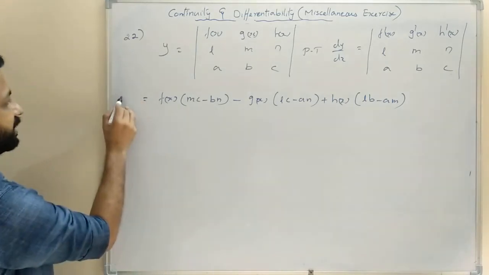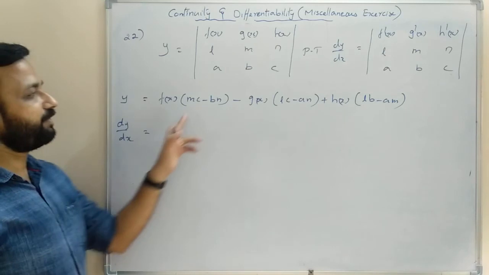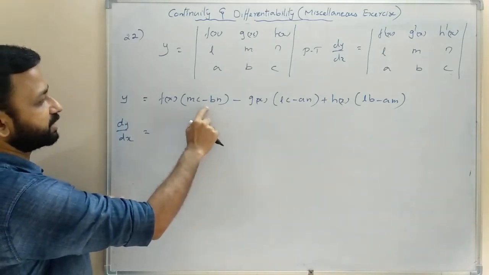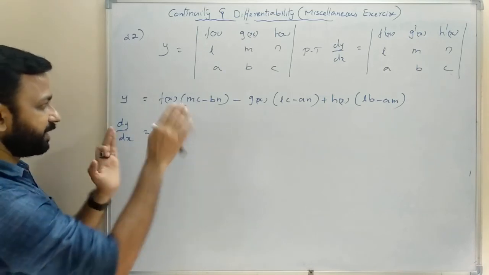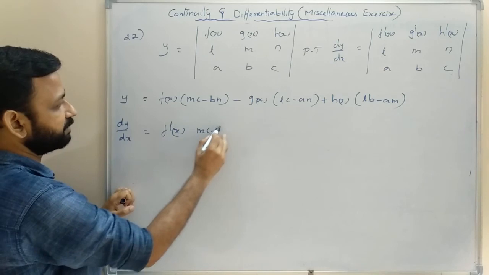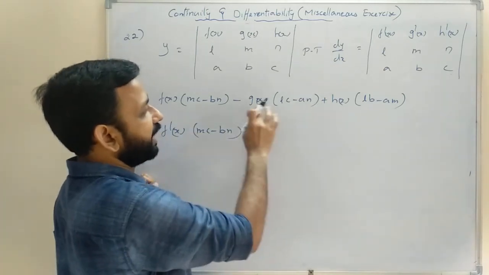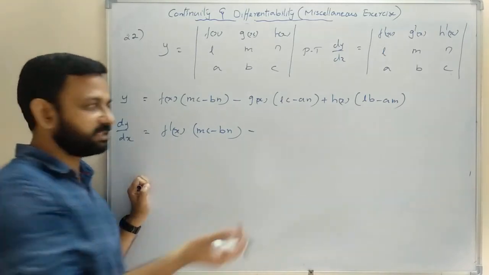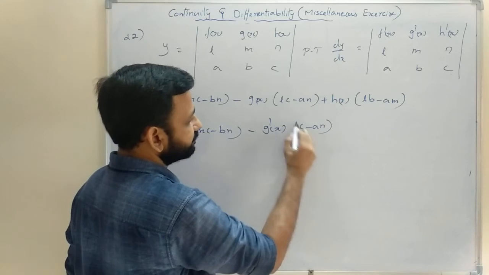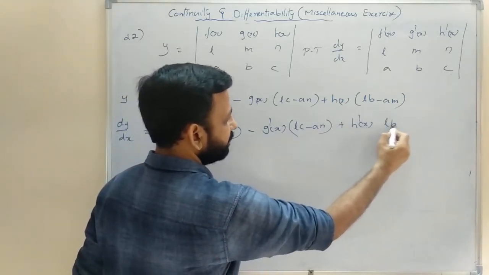Now we can say that this is y, and we can find dy by dx. Here mc minus bn is a constant, so dy by dx is equal to f dash x into (mc minus bn), minus the constant (lc minus an) into the derivative of g of x, that is g dash x into (lc minus an), plus h dash x into (lb minus am).